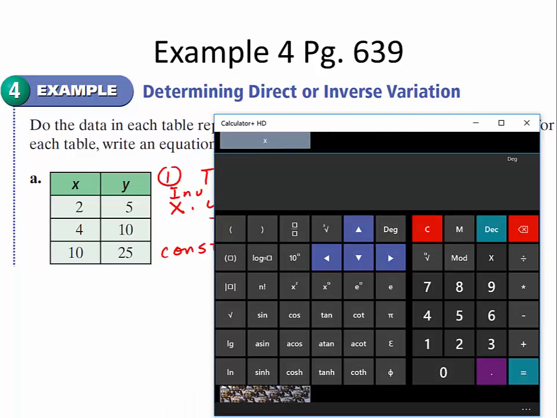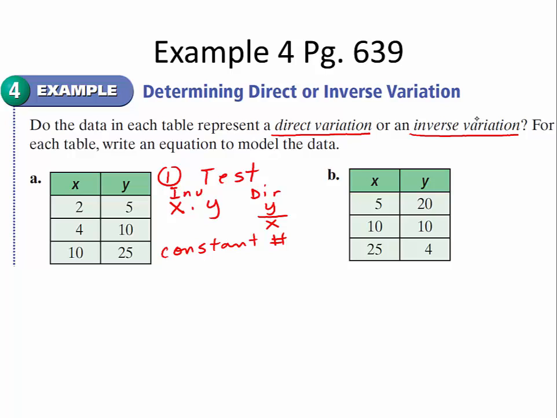But if we bring up our calculator here and try dividing the y's by the x's, so we got 5 divided by 2. That's 2.5, 10 divided by 4, which is 2.5, and then 25 divided by 10, which is 2.5. So clearly there is a constant number when we kept taking our y numbers and dividing by the x numbers. So this is a direct variation.